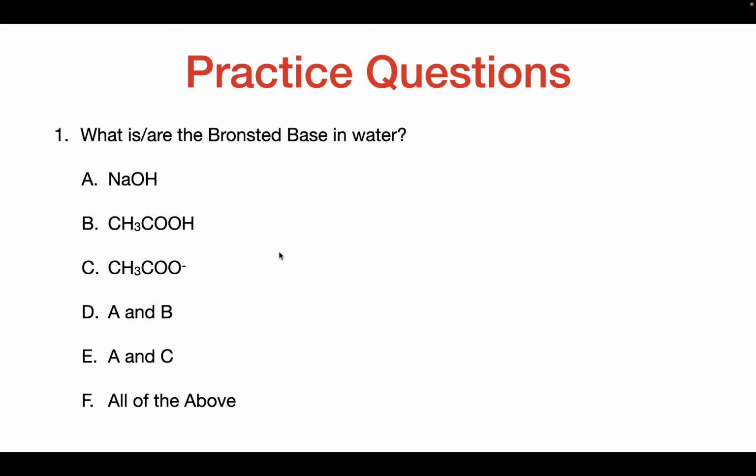So now that we have these basic concepts down, I want to do some practice questions. Take some time to answer these after I read them. The first one is, what is or are the Bronsted bases in water? In this question, you have to remember that Bronsted bases are anything that can accept a proton. The things that can accept a proton are the sodium hydroxide, which we talked about, as well as the acetate, so A and C, so the answer is E.